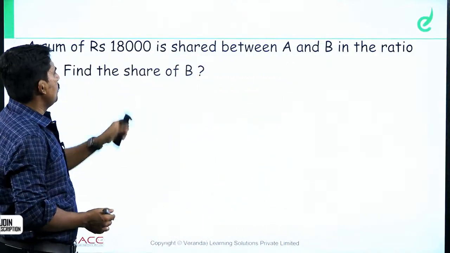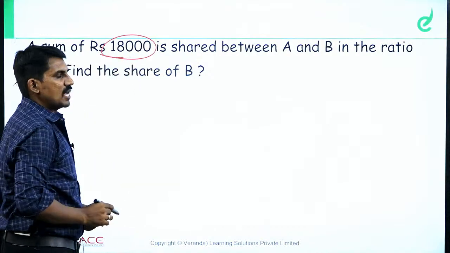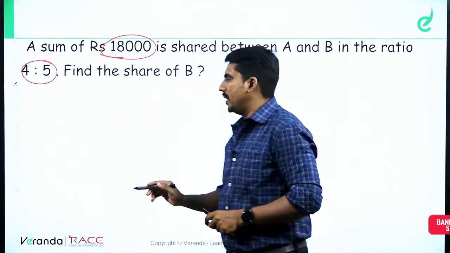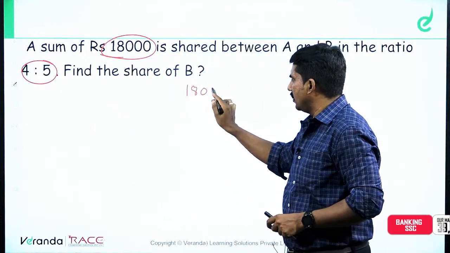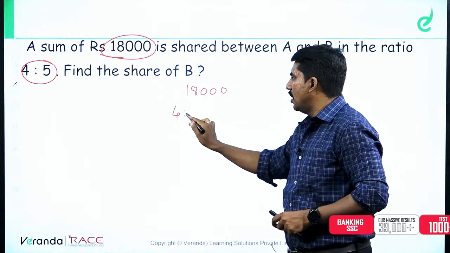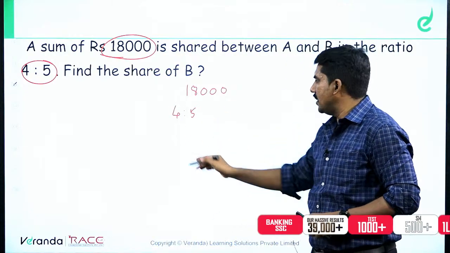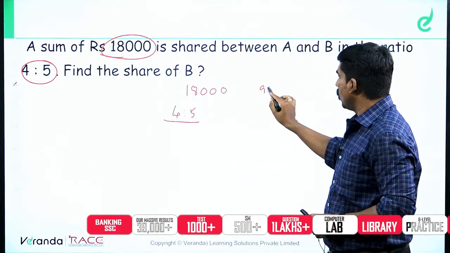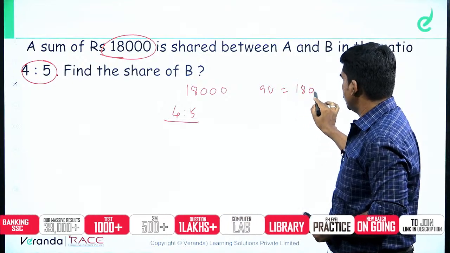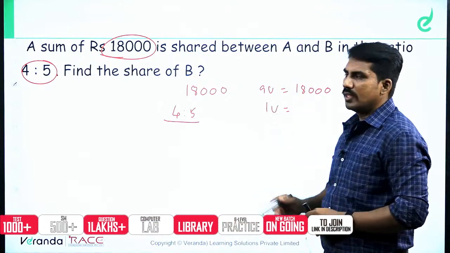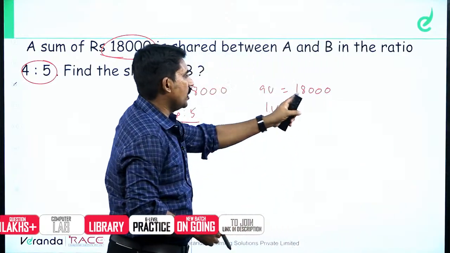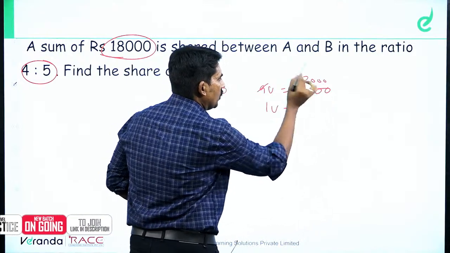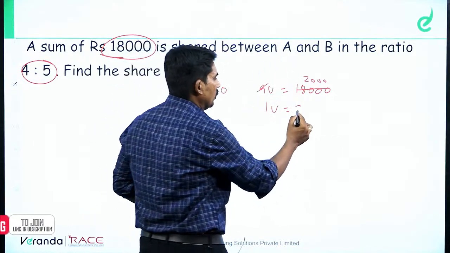Try 18,000 total. Shared between two persons, and the ratio given is 4 and 5. Therefore, we can easily understand total value. It is 4 and 5, total 9 units, which is actually 18,000. Therefore, 1 unit is how much? 18 divided by 9, that's all. 9 units is 18,000, so 1 unit is 2,000.